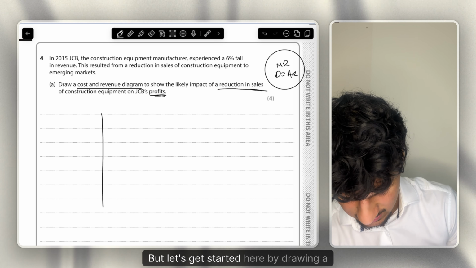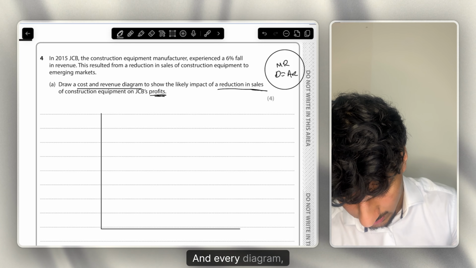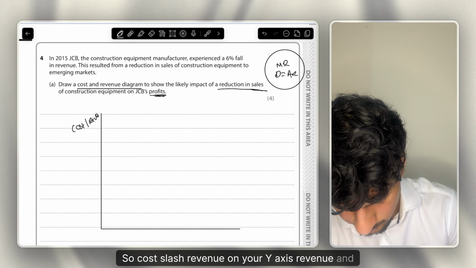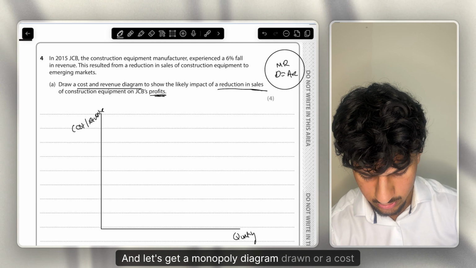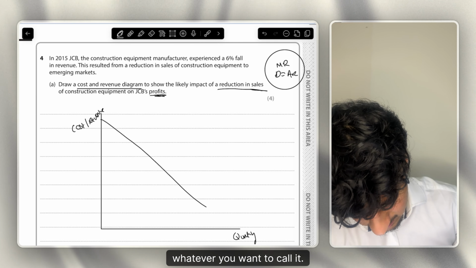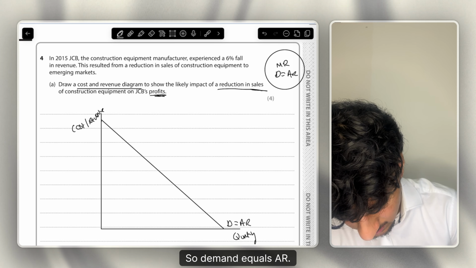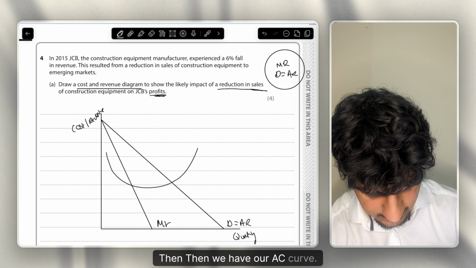Let's get started here by drawing a monopoly diagram or a cost and revenue diagram, however you call it. So cost and revenue on your y-axis, and then quantity on your x-axis. Let's get a monopoly diagram drawn. I always start with my D equals AR, so demand equals AR. Then we have our MR curve, which is twice as steep. Then we have our AC curve.